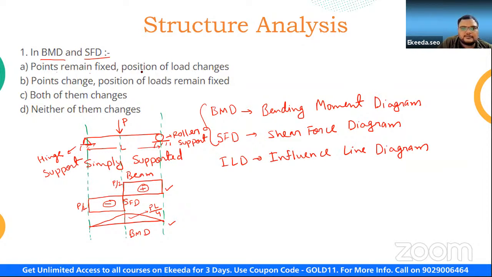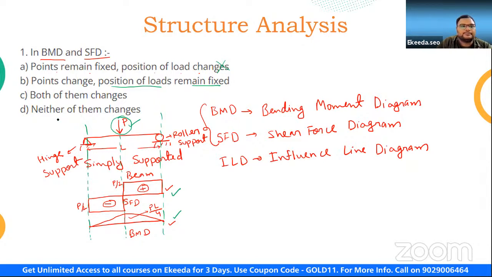Points remain fixed, position of load changes. Can anybody tell me, have I changed the position of this load while drawing the shear force diagram and the bending moment diagram? I have not changed the position of this point. It means the load applied on the simply supported beam is a fixed load. So the position of load remains fixed. Here it says the position of load changes, so it is not correct, right, guys?